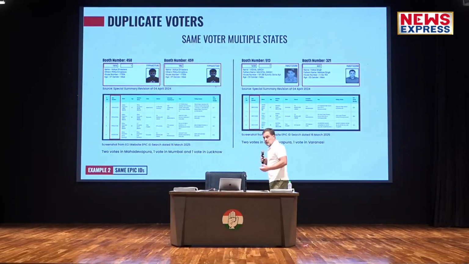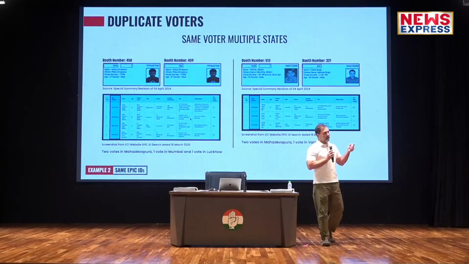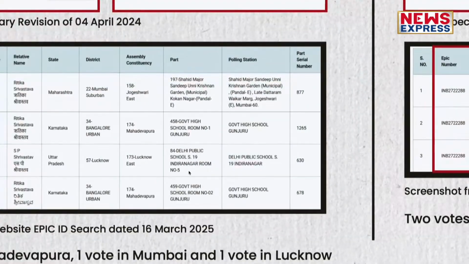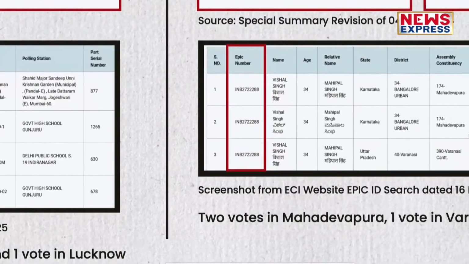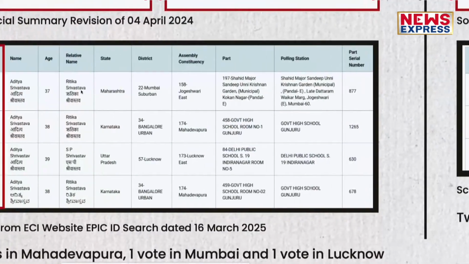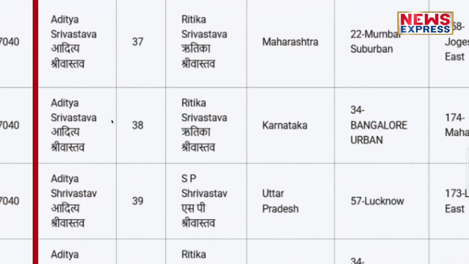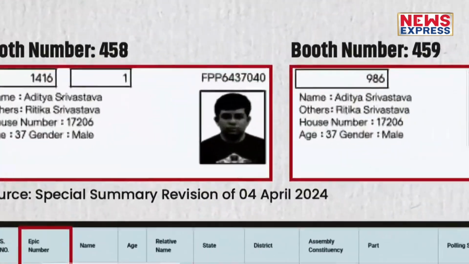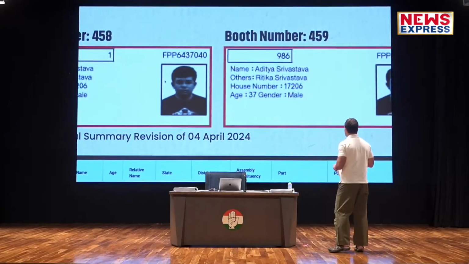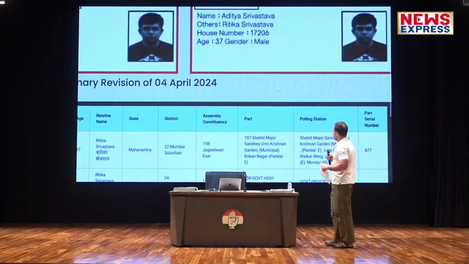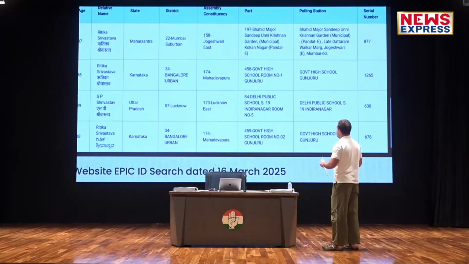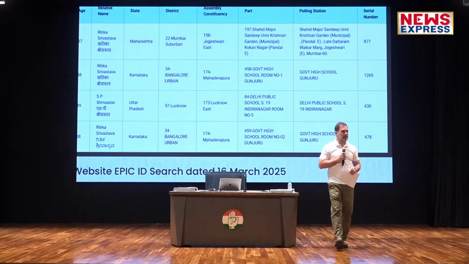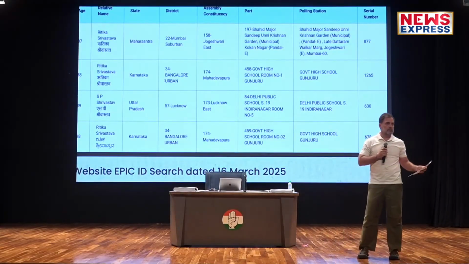Second example, same voter, voting in multiple polling booths in Karnataka, in the assembly, and also voting in Uttar Pradesh, voting in Lucknow, voting in Varanasi. Zoom in, no, show the name. This is the gentleman called Aditya Srivastava. Just zoom out for a second. Yeah, just zoom into the top 2 there. He votes in booth number 458, same person. He votes again in booth number 459, same person. Go down. And then this gentleman goes, Karnataka, Uttar Pradesh, Karnataka, and Maharashtra. So he's got his name on 4 lists, different states, different polling booths.